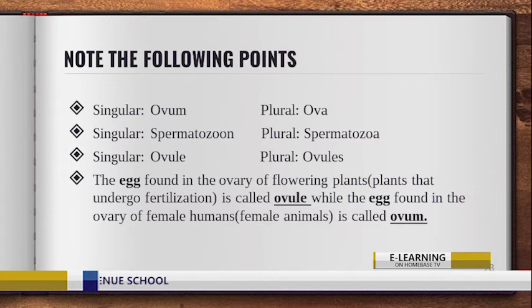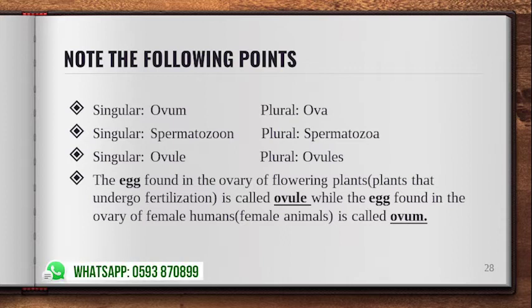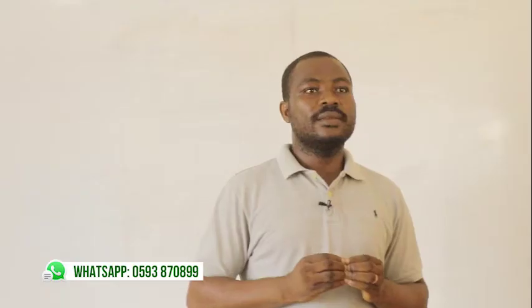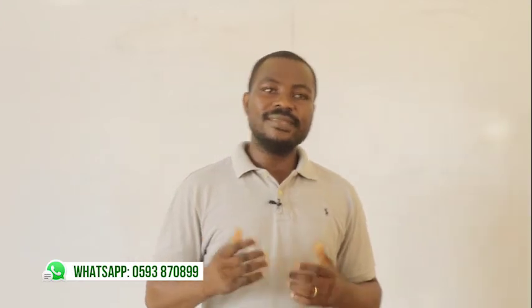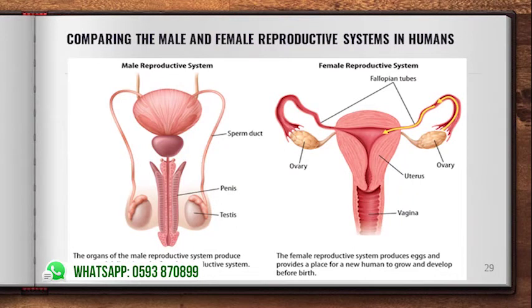Now, both ovum and ovule are eggs, just that one is produced in plants and the other is produced in animals, that is, higher animals. In this case, the female of humans. Now let's compare the two reproductive systems we have studied so far. The male and the female reproductive system.